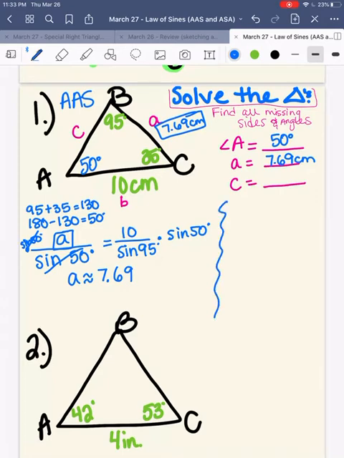Now I'm going to do it again. I'm going to do the same exact formula, except this time I'm solving for C.